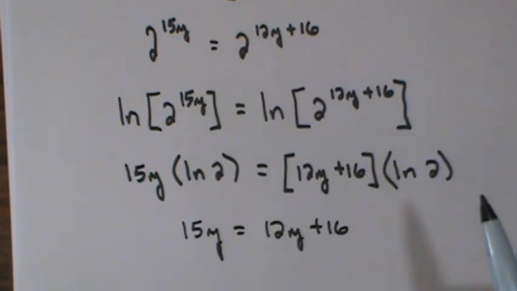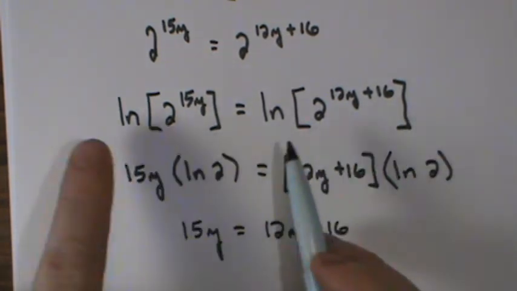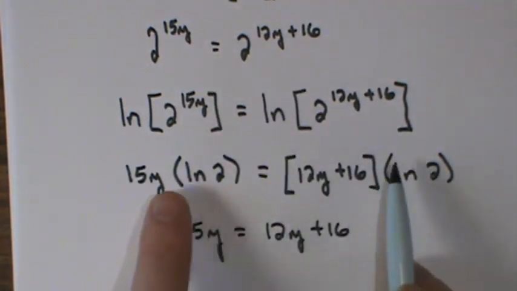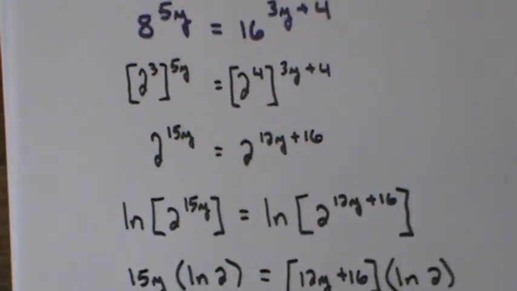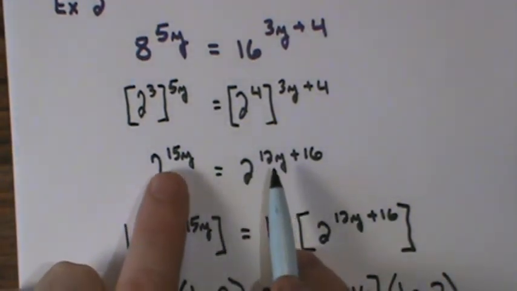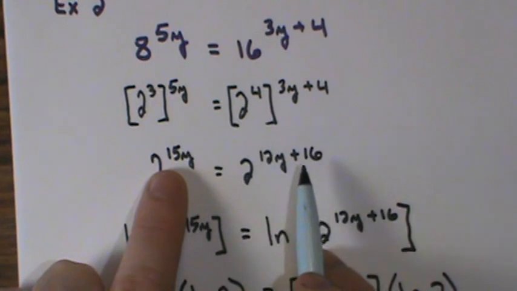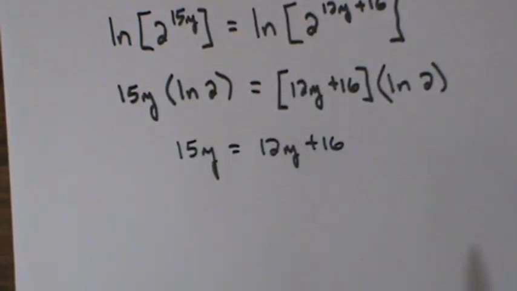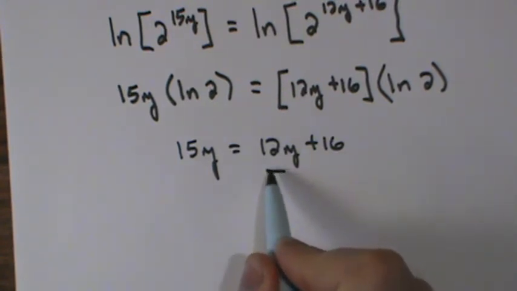Now you don't have to do that every time. I just want to make sure you understand where it's coming from. I'm pulling those exponents in front of the natural logarithms. The natural logarithms are canceling. A watered down version of this says when you have like bases, you are permitted just to set those exponents equal to one another. And now all I have to do is solve this simple equation.